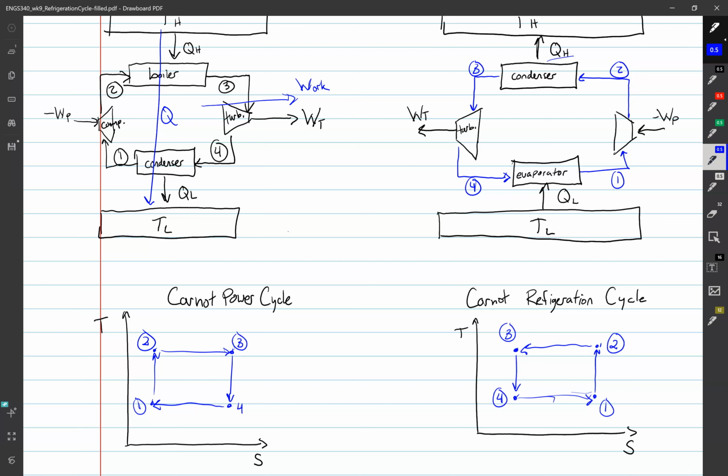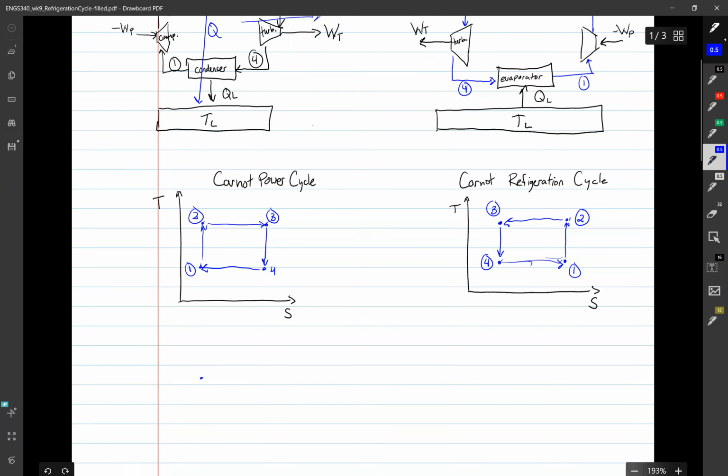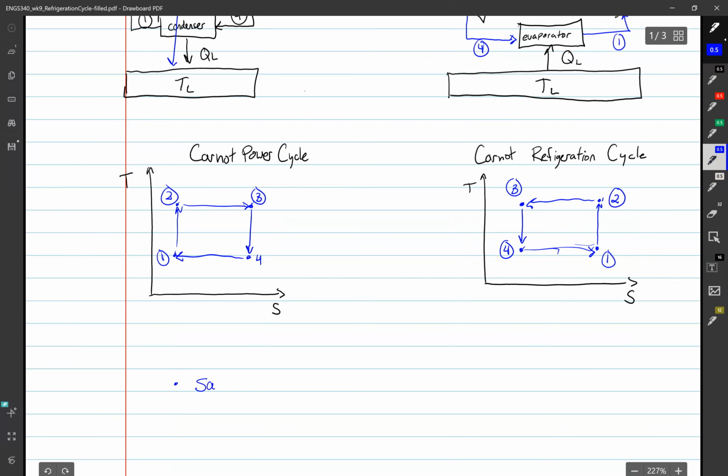So the system looks essentially the same, except instead of a net work out, we have a net work into the system because we flipped everything. Now you might expect this has really the same exact problems that the Carnot power cycle has. So this has the same issues as the Carnot power cycle.